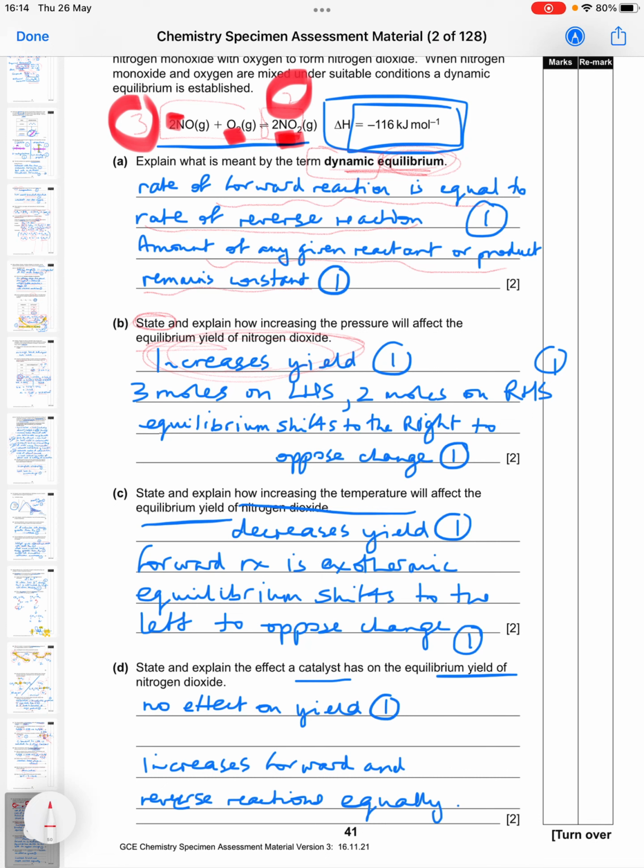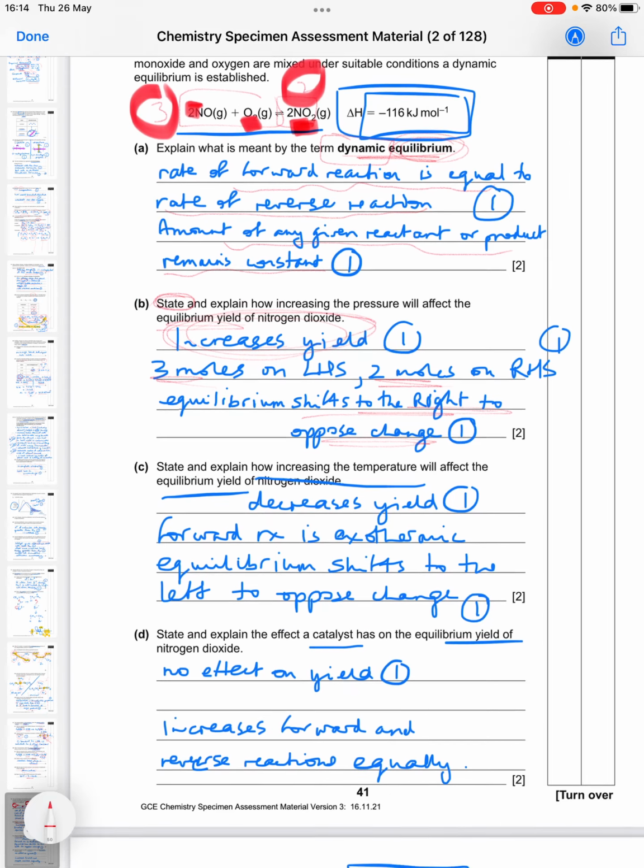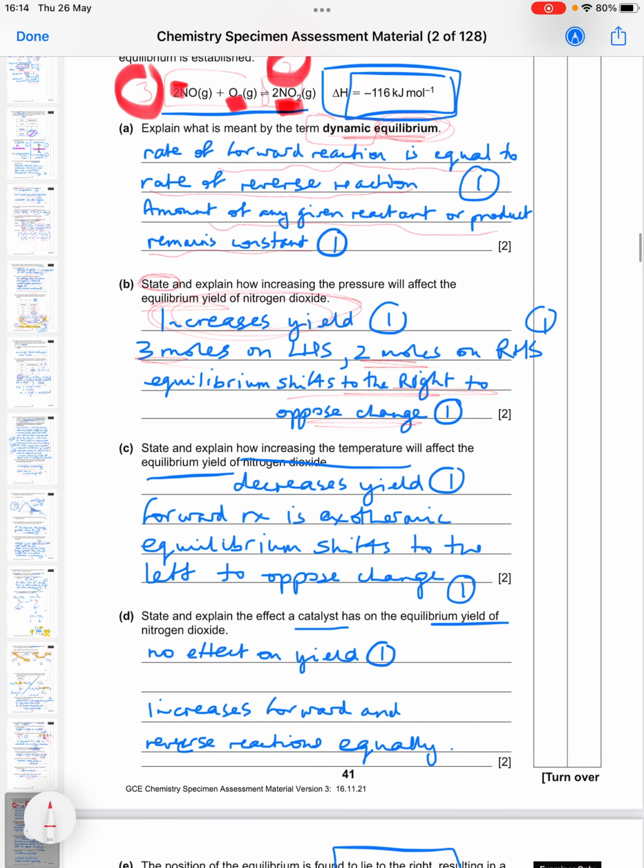And then explain why: 3 moles on the left, 2 moles on the right. 1 mark for that. So equilibrium will shift to the right to oppose the change. And that's the nice phrase you want for these equilibrium questions.